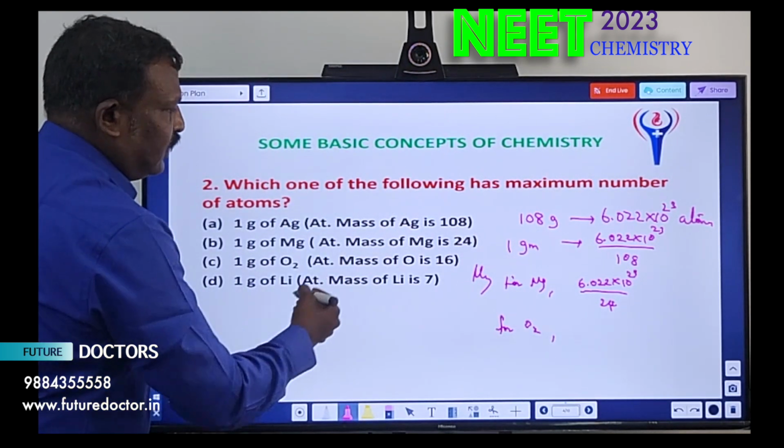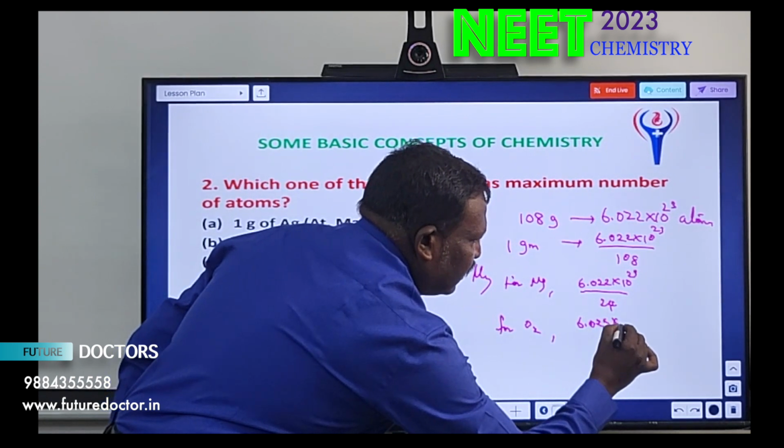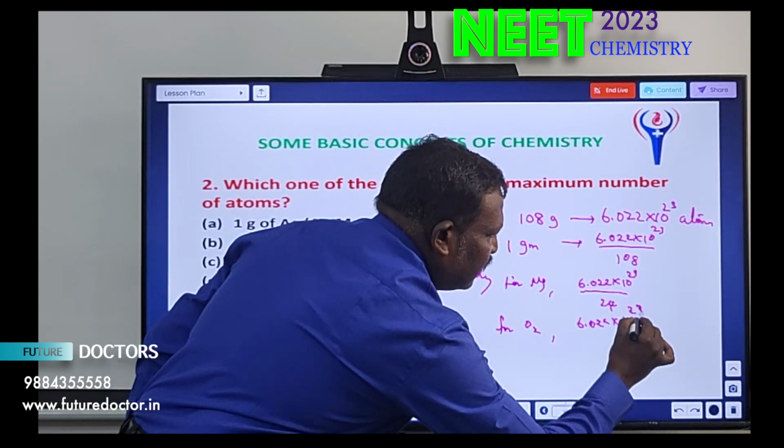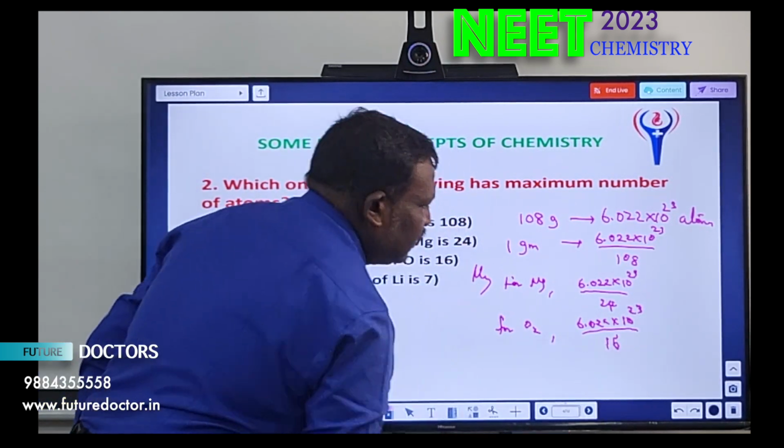For O2, as usual, 6.022 into 10 power 23 by 16. Understood?